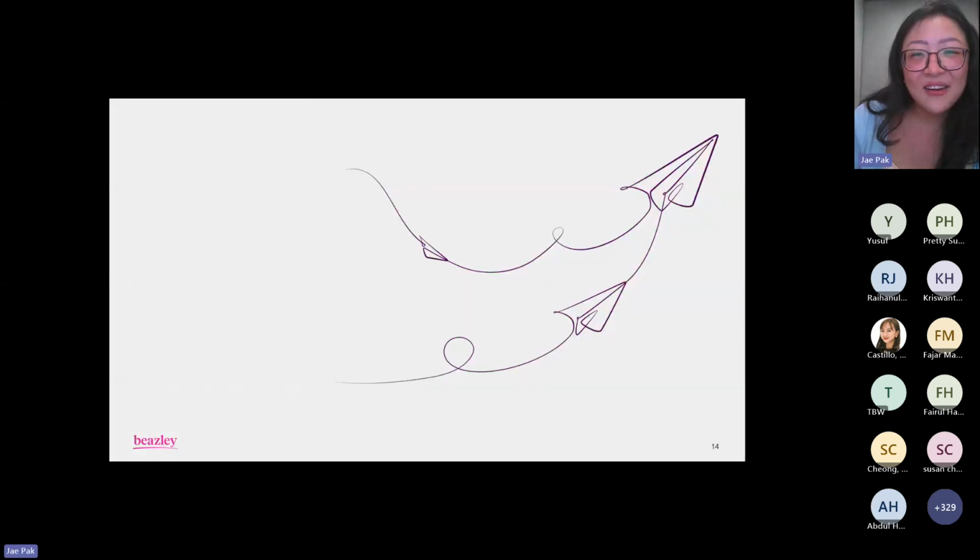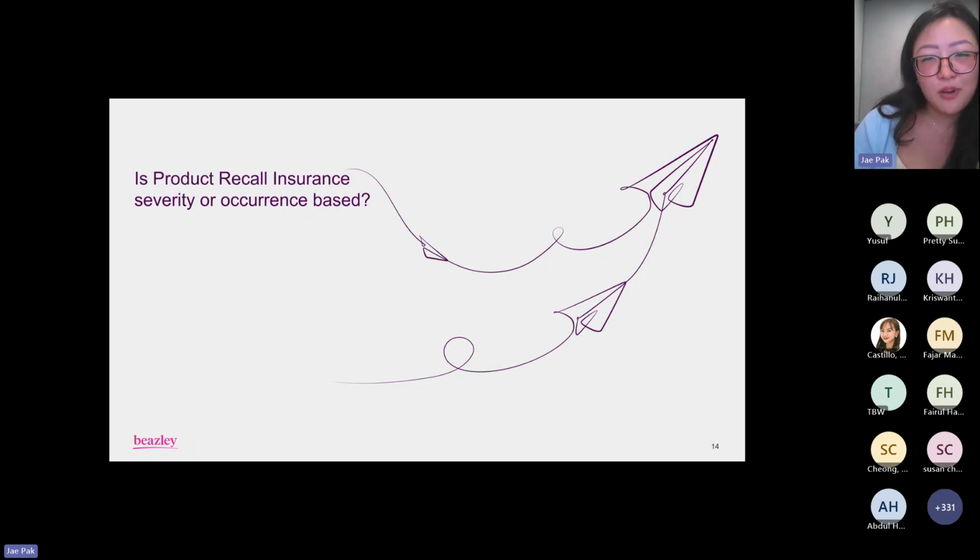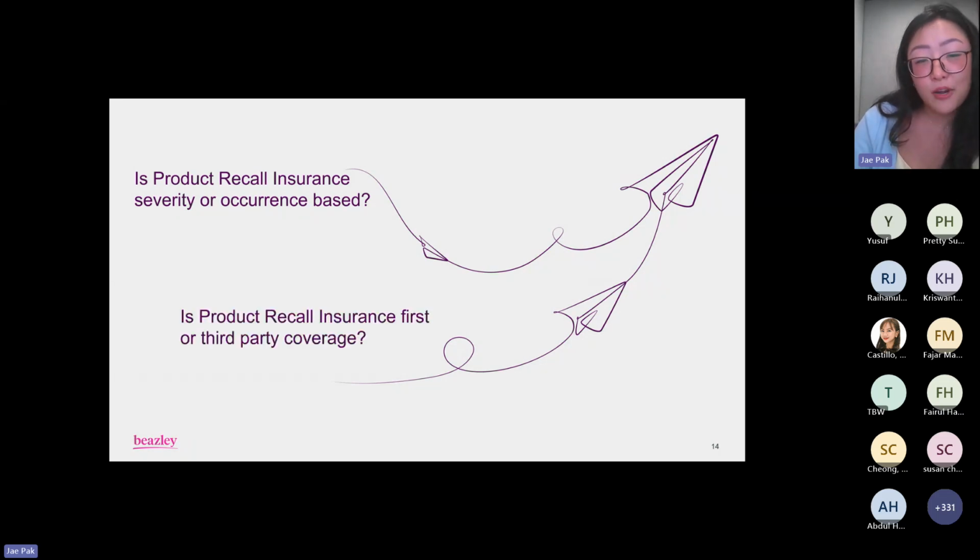So, a quick recap: is product recall insurance severity or occurrence based? It is severity based. And is product recall insurance first or third party coverage? It is first party, as I said, but there are third party elements.